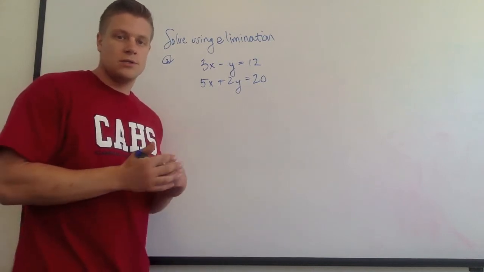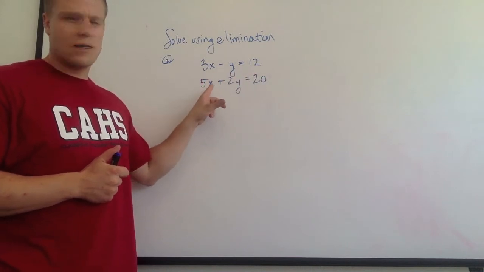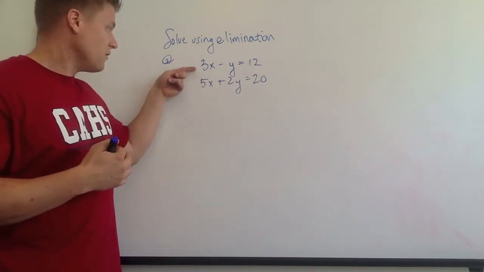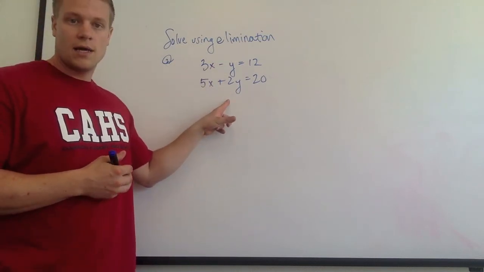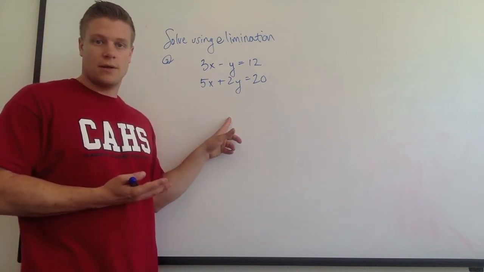So if we take a look at these two equations, 3x minus y equals 12, 5x plus 2y equals 20. Currently, if we add these vertically, 3 and 5 give us 8x, negative y and 2y give us 1y. So neither of the variables would be canceled out right now.